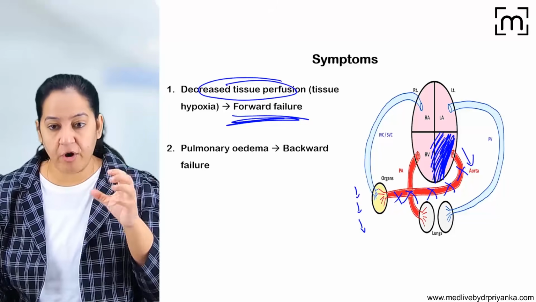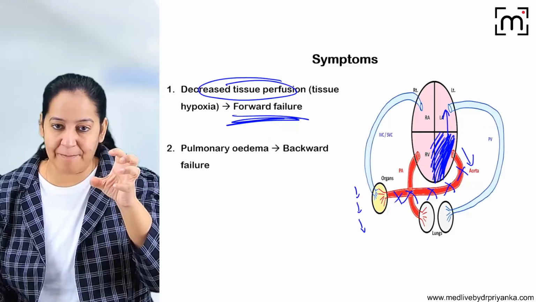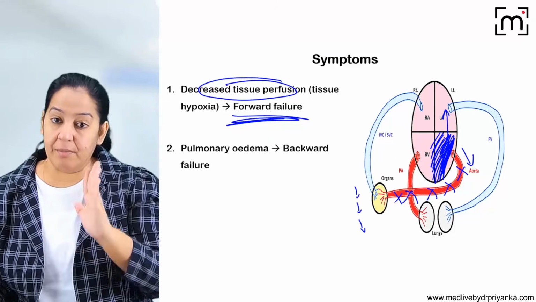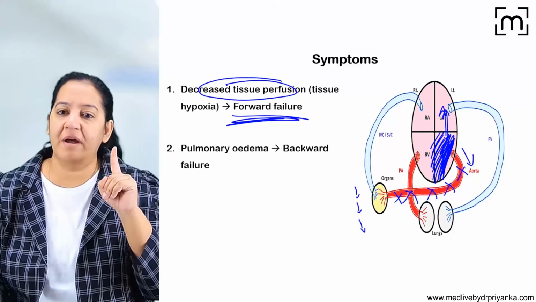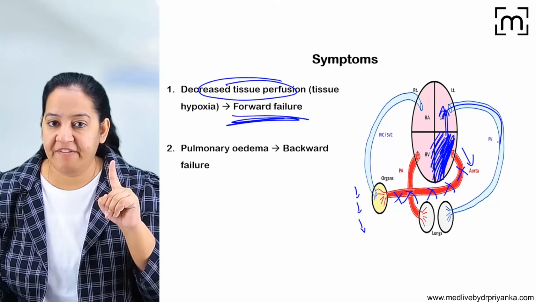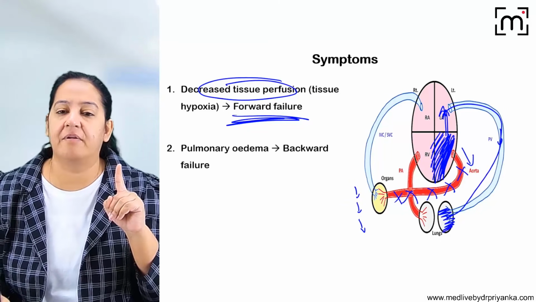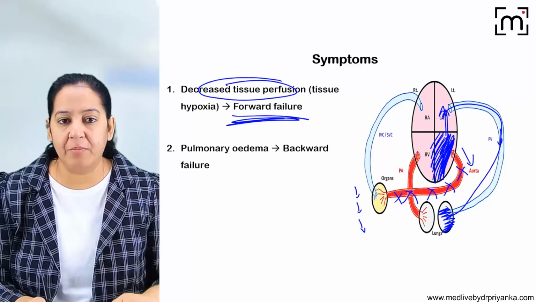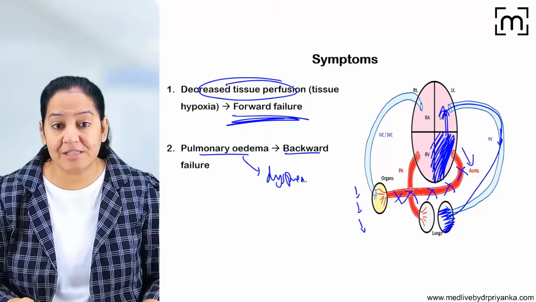So if the blood is not going forward, where is the blood going? The blood is going backward. The left ventricle is not pumping now. Blood is not going forward in the aorta, but blood is going backward into the left auricle. From left auricle, it is going to the pulmonary vein, and from pulmonary vein to pulmonary capillaries, and it gets accumulated in the lungs, and it will cause pulmonary edema leading to dyspnea. So the patient presents with dyspnea. This is known as backward failure.